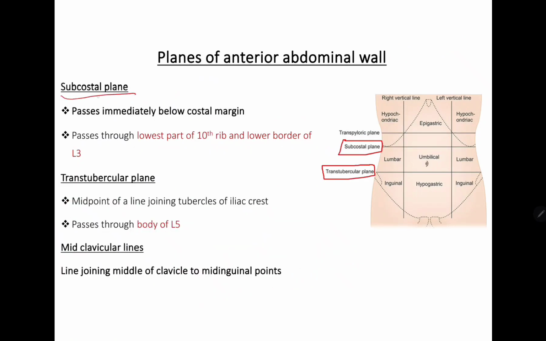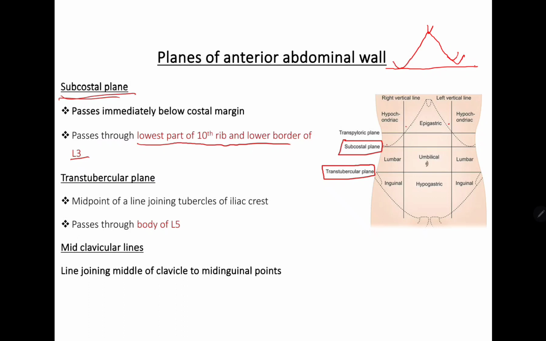The next plane is the subcostal plane. You know the costal margin. Costa means ribs. So we have the right costal margin here, and here we have the left costal margin. The line passes below, and this is known as the subcostal line. So we have the two costal margins. Remember, the subcostal line passes below the costal margin. It passes through the lowest part of the 10th rib and the lower border of L3.